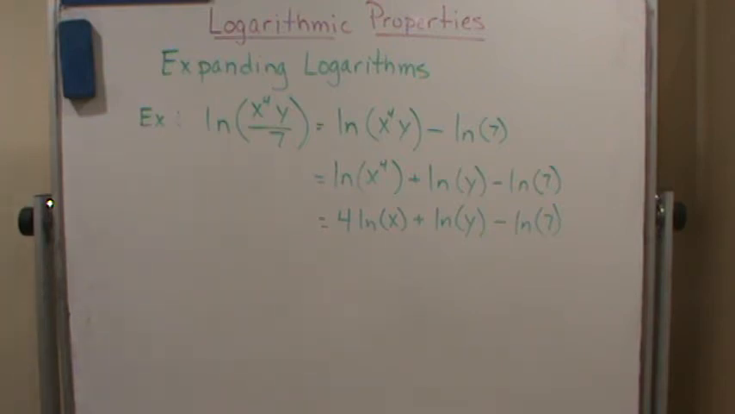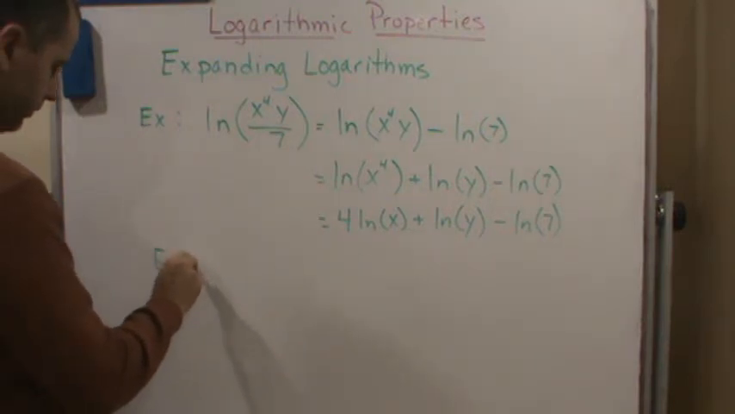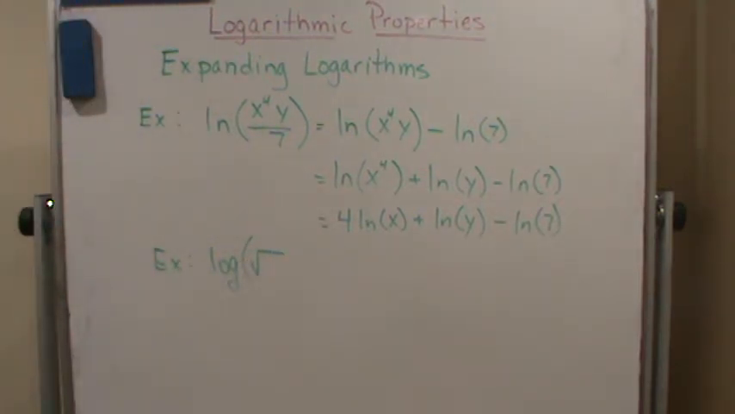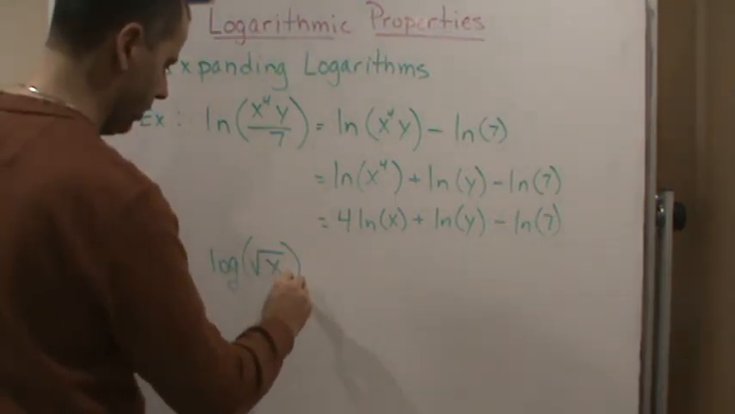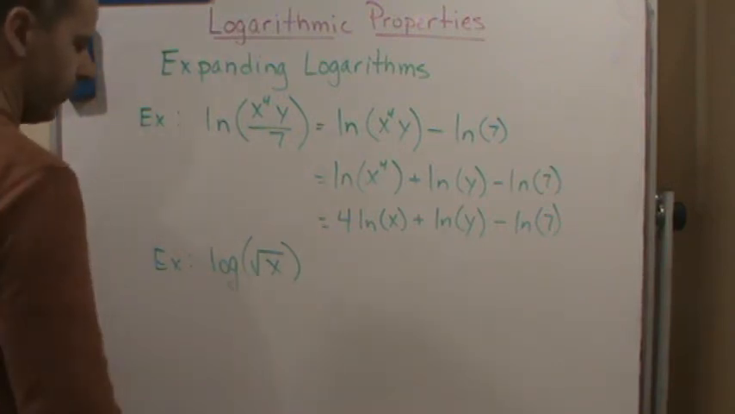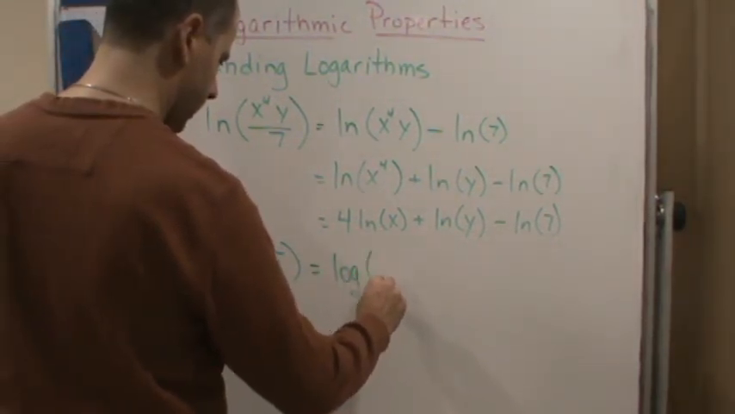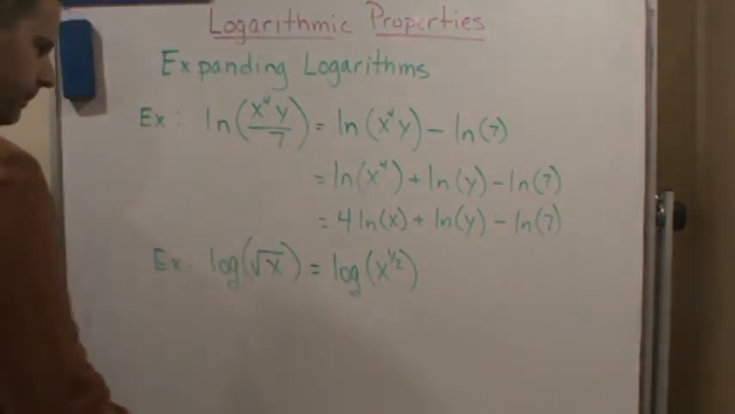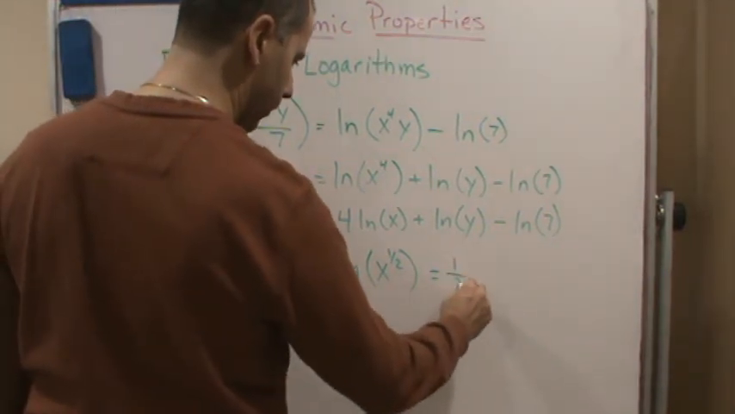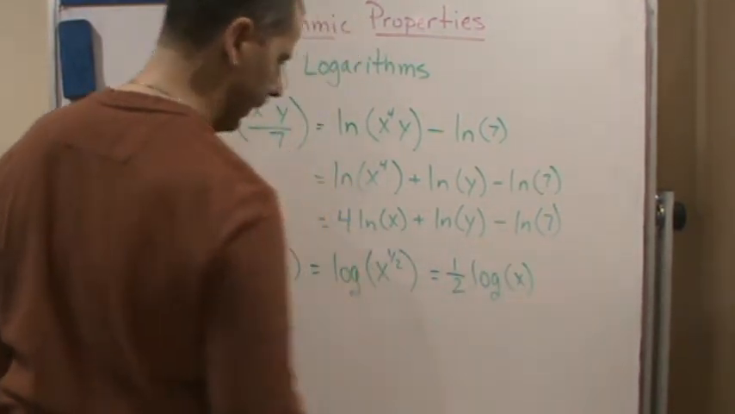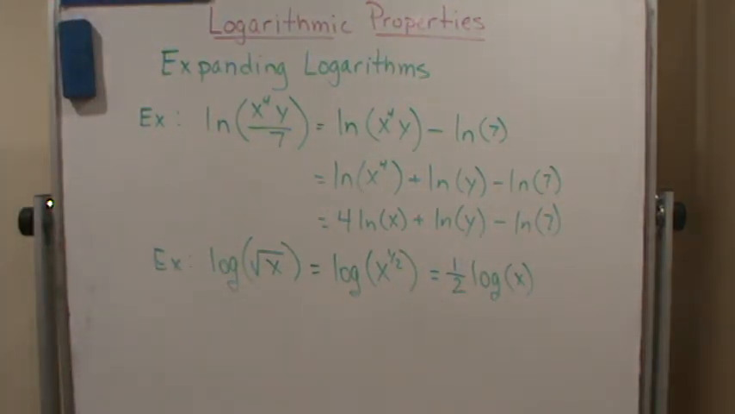Now how about this one? So the log of the square root of x. Well, in order to simplify this, I'm going to write it with an exponent. So log of x to the 1/2. And so now I'm going to use the power rule and bring the power out in front as a coefficient. And I'm going to get 1/2 log of x.